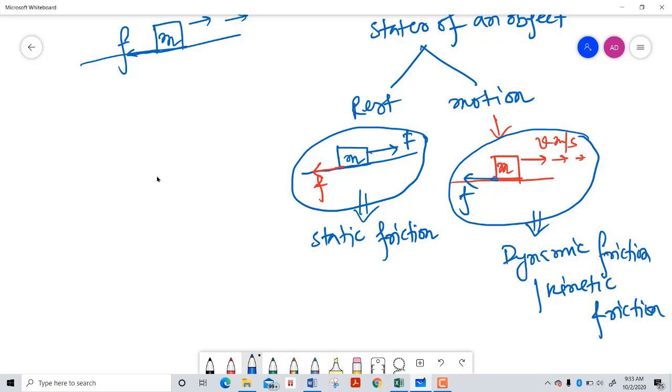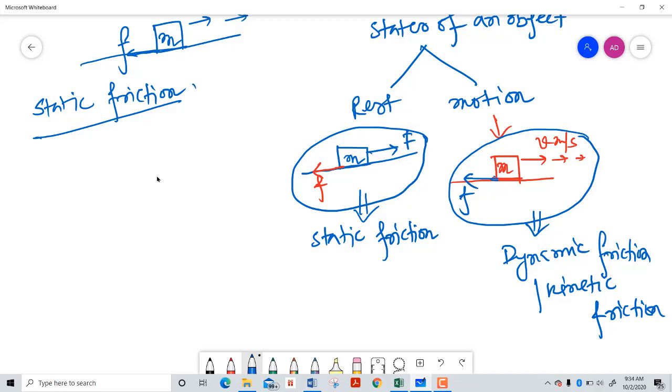You will think, in both of the friction cases, what is the difference? In both cases we have represented the friction force as f. Will the friction force be equal, or which one is greater, which one is lesser? Let's see. At first we will analyze the case of static friction.